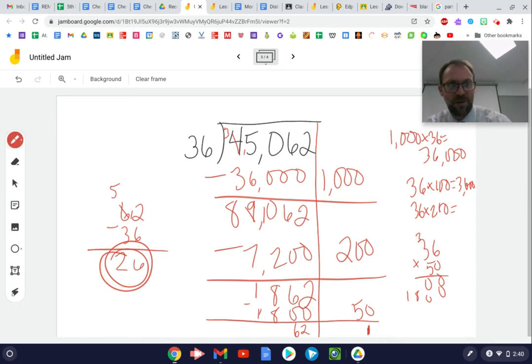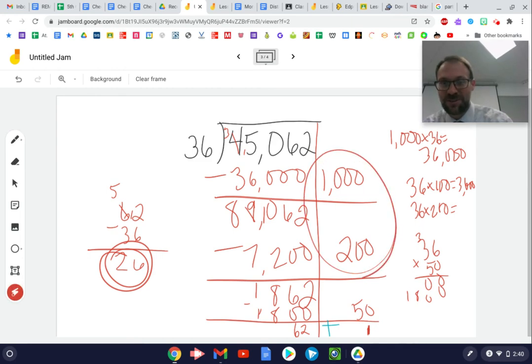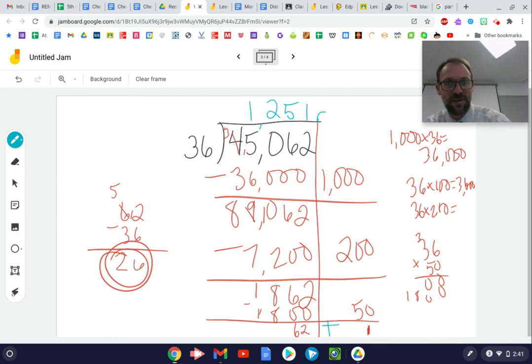So I'm going to add up my partial quotients, as messy as they are right now. And please work neater than I am. But let's see, 1,000 plus 200 is 1,200. 1,250, 1,251. So my final answer is 1,251 with a remainder of 26. And I ran out of space there. I apologize. I'll write smaller and neater in the next example.